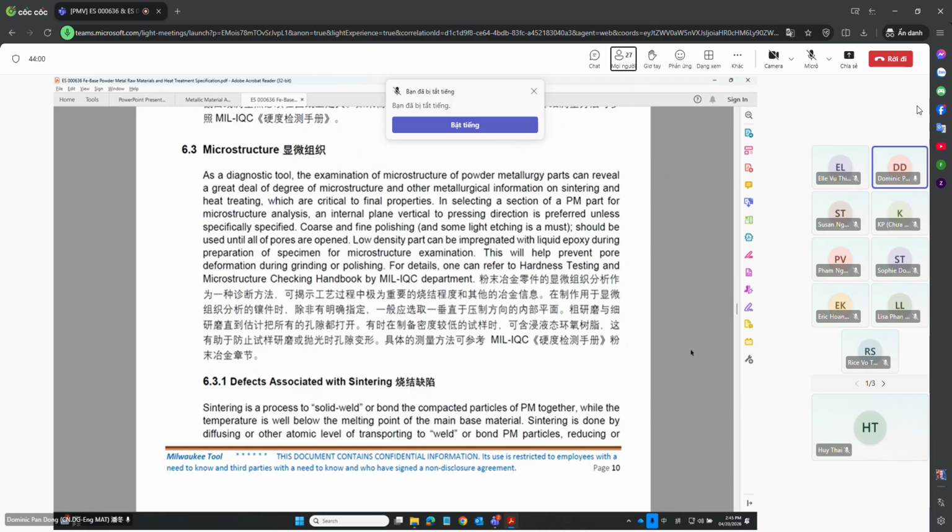So about the defects inside the powder metal parts after or before heat treating, let's go step by step. The first one is about the defects associated with sintering. That means the defects which could be found after sintering.